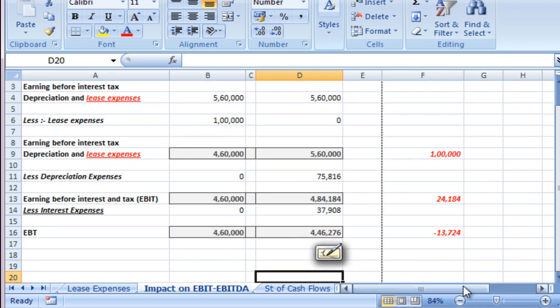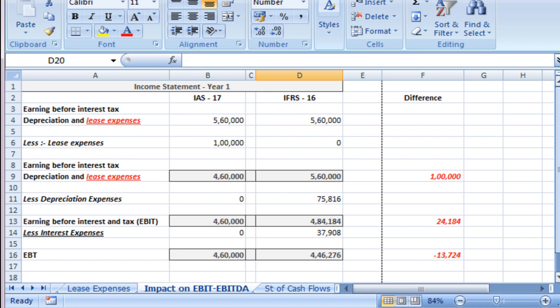So let's start. I have assumed that the entity's earnings during the period are 5,60,000, which are before interest, tax, depreciation, and lease expenses. Mark my words, lease expenses. I've highlighted it in red. So 5,60,000, because I want to make a reconciliation, or specify what's the difference between the two recognition standards. So earnings before interest, tax, depreciation, and leases is 5,60,000 in IAS 17 and IFRS 16.